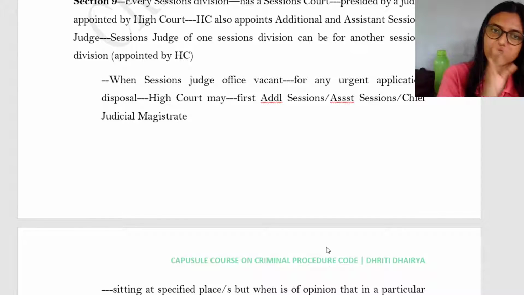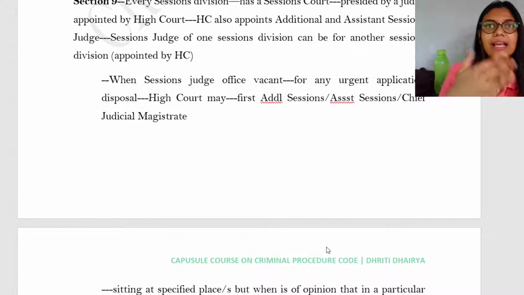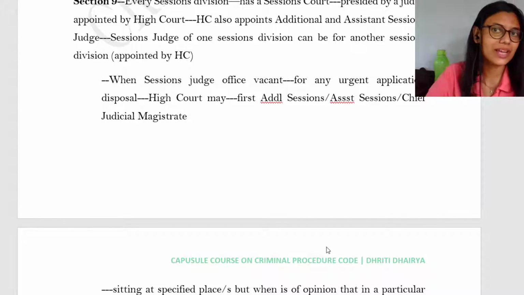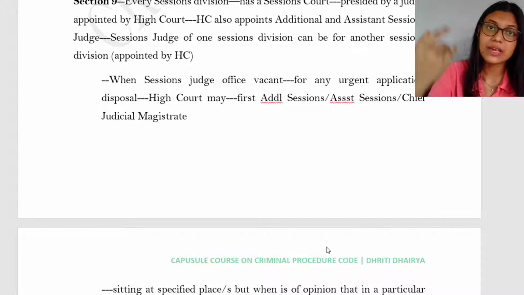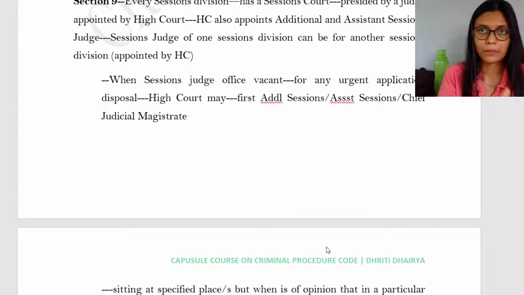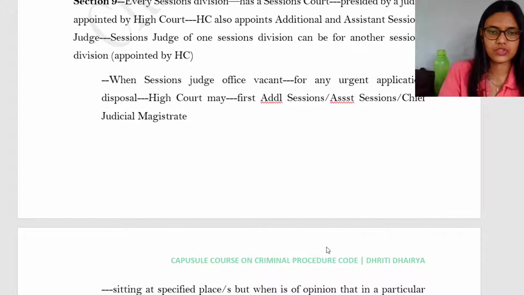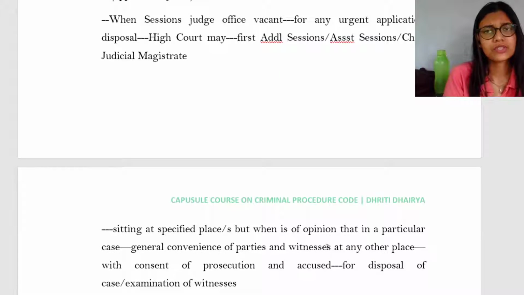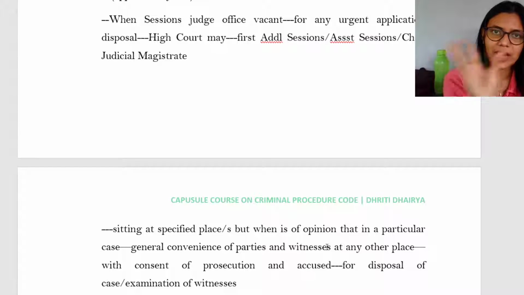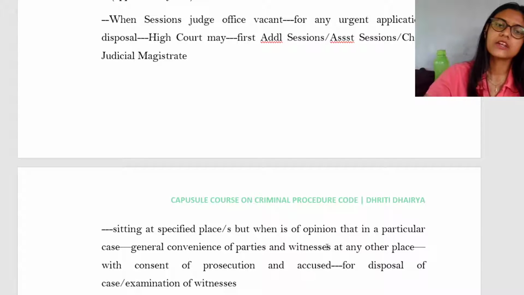If no additional sessions judge is there, then that matter will be passed on to the assistant sessions judge. If he is also not there, then to the chief judicial magistrate. So for that particular urgent application disposal, they are exercising the powers of the sessions judge. Now what we have to see is, where will this particular judge sit? Sitting will be at whatever specified place has been given, that the sessions division has been established, the sessions court is here, so the sessions judge will sit there.